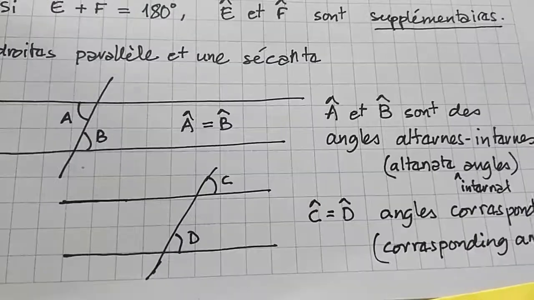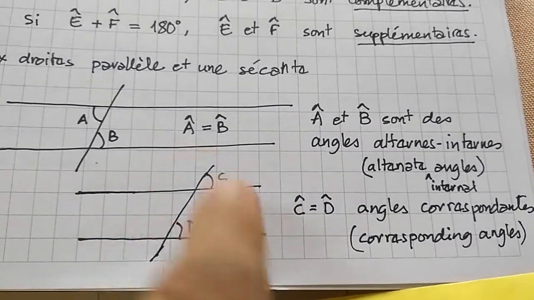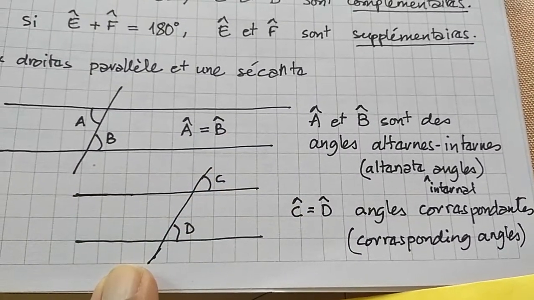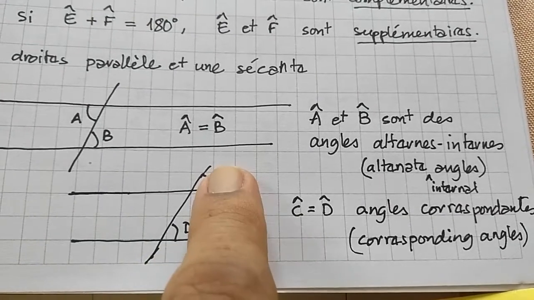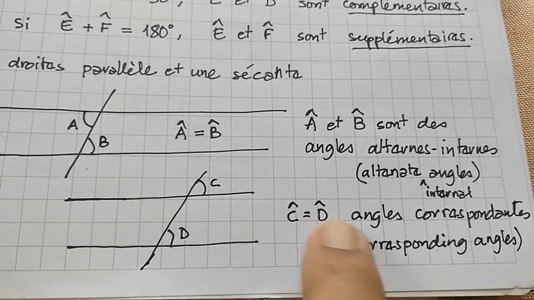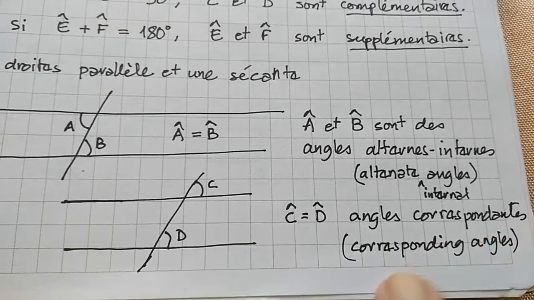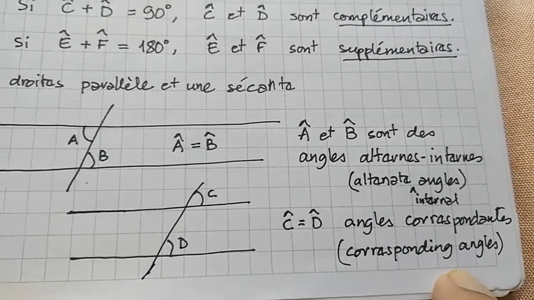And then the last thing about angles is when you have two parallel lines and you draw une droite sécante, on a des angles C et D, C est égal à D, corresponding angles.